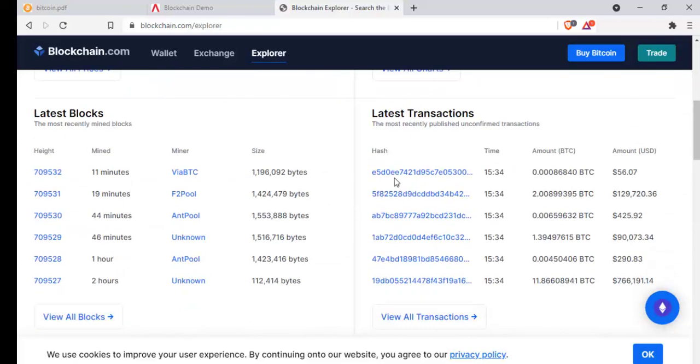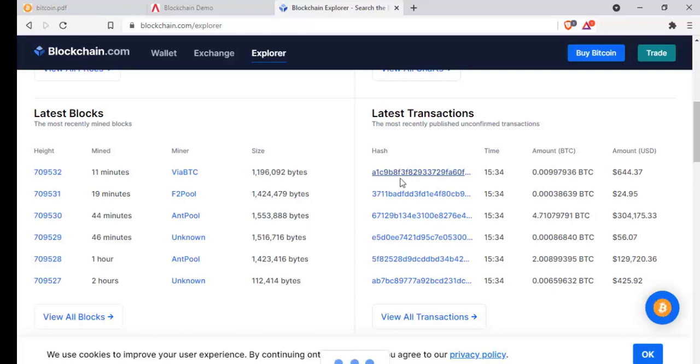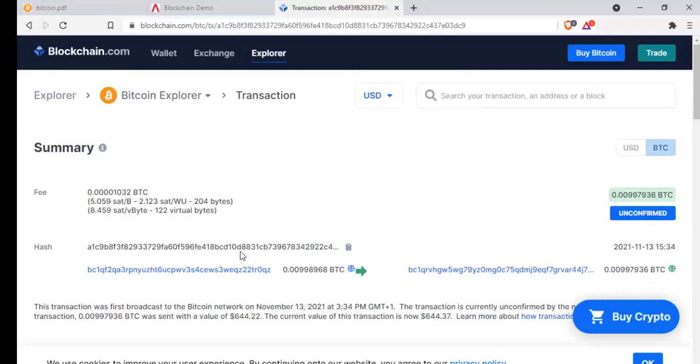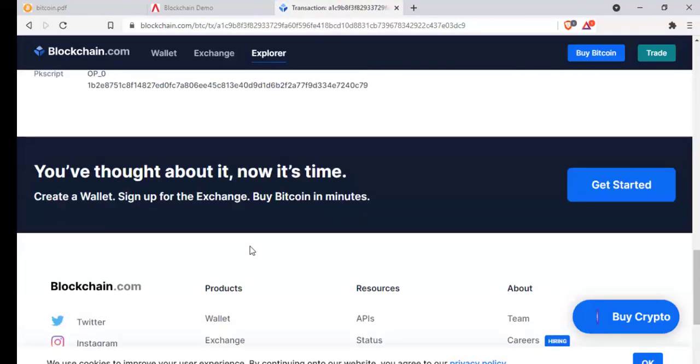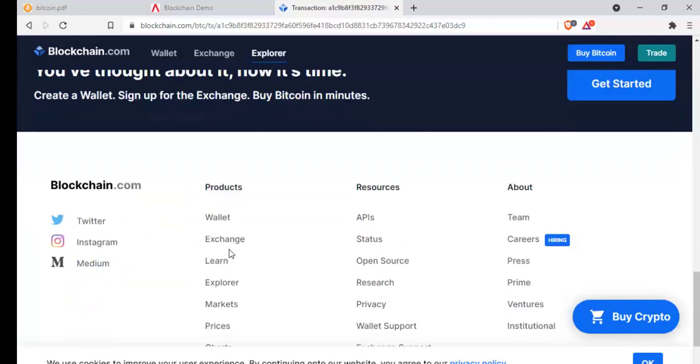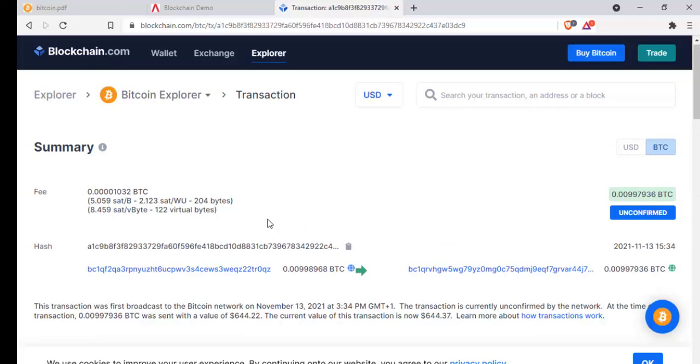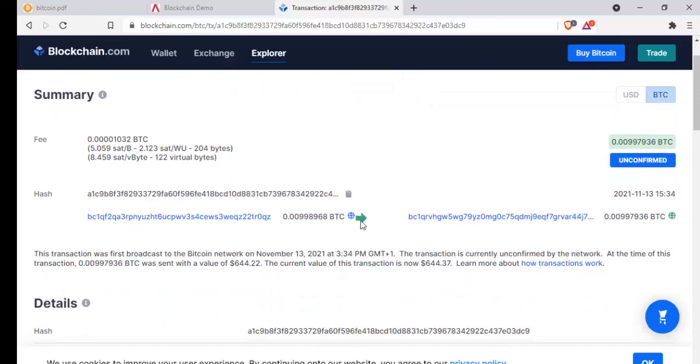So now you can see this is a hash. Let's open this. Yep, you can see in this hash, this only has one. So this is a typical example of this hash. You can see now this hash has not yet been added into a block.